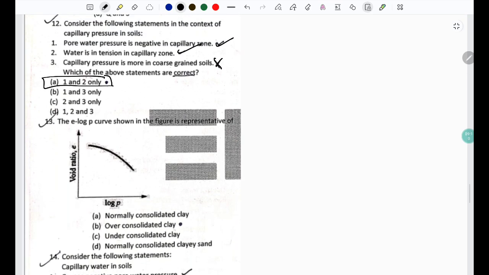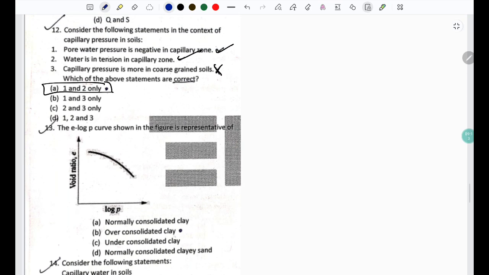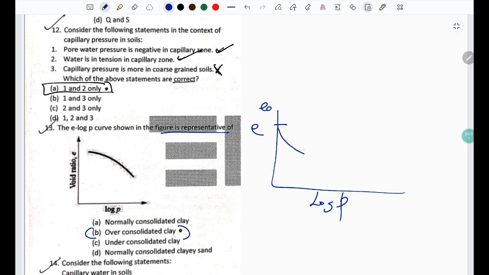Let's move on to the 13th question. It says that the E log P curve is represented by, so this graph is nothing but the graph of an OC clay, because we know the E log P graph, if this is E naught, the initial void ratio, at first it goes something like this, and after the NC stage is overcome, then we get the OC clay graph.